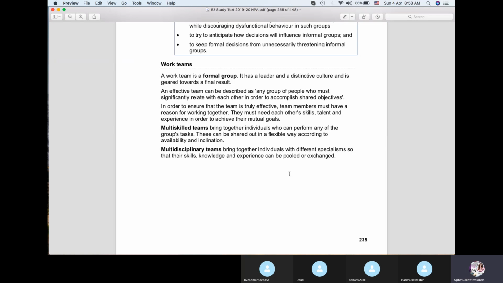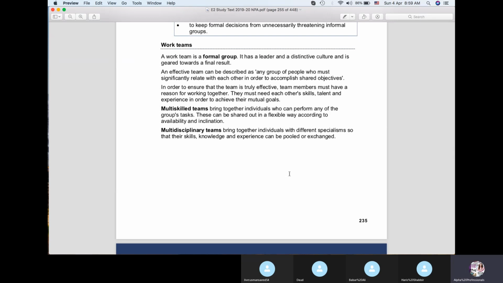It could be a sense of achievement. There could be a reward associated, like upon achieving a certain goal, the team would be rewarded with a bonus, or maybe they get a promotion. So there has to be a common objective of the team members.